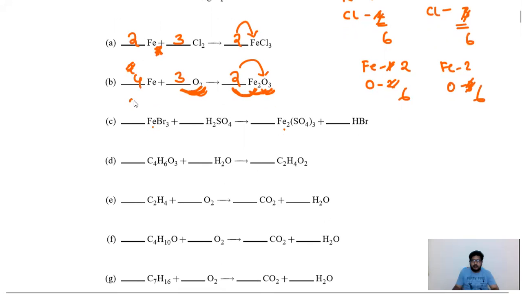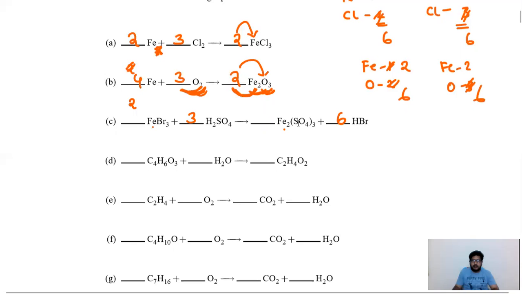First substitute 2, let us see. If you substitute 2, iron 2, iron 2 balanced. Bromine 2 into 3 is 6, and here bromine we don't have anything, so try to substitute 6. Now bromine 6. After substituting bromine 6, hydrogen has become 6. Now if you observe hydrogen, it is 2, substitute 3 here. Now hydrogen 6. So iron balanced, bromine balanced, hydrogen balanced.